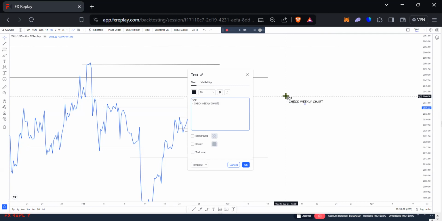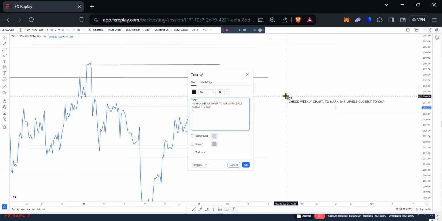So why do you want to check the weekly chart? You check the weekly chart to mark support and resistance levels, SNR levels, closest to current market price. That's CMP. So that's the first thing you want to do. You want to check support and resistance levels that are closest to current market, which is exactly what we did when we checked the weekly chart. So we marked support, we marked resistance levels.